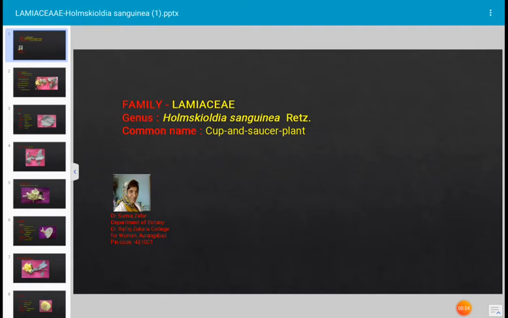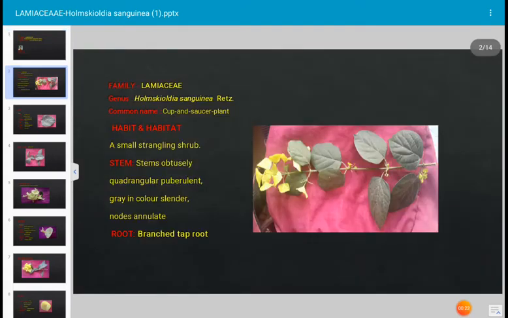Today's topic for discussion is a description of a specific plant, that is Holmskioldia sanguinea. This is a member of family Lamiaceae and its common name is cup and saucer plant. Next, this is a plant. It is a small straggling shrub.